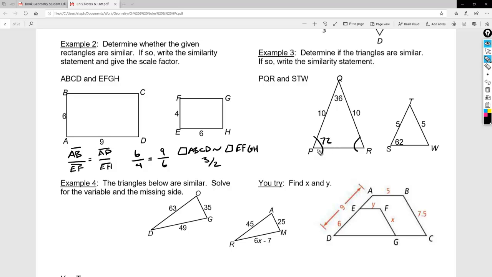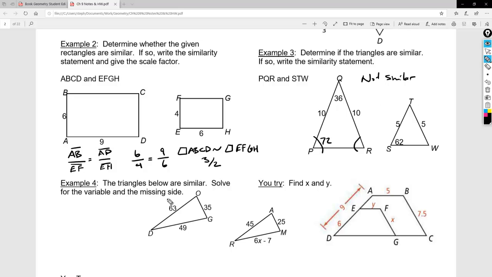I see that my angle QPR is not congruent to angle TSW. So because my angles are not congruent, these triangles cannot be similar. So they're not similar triangles, and I'm going to move on.